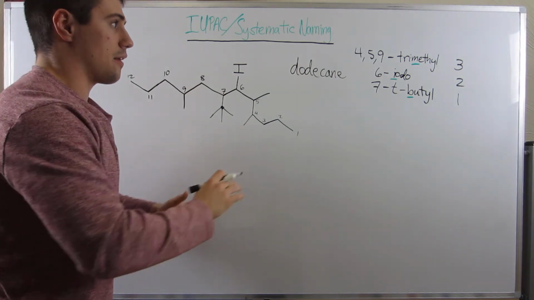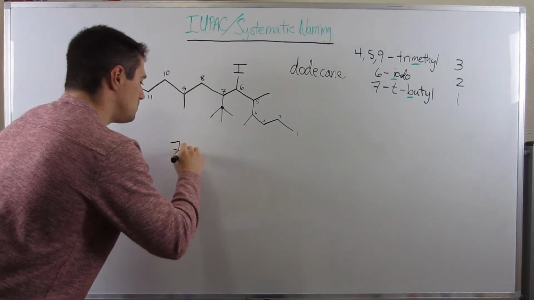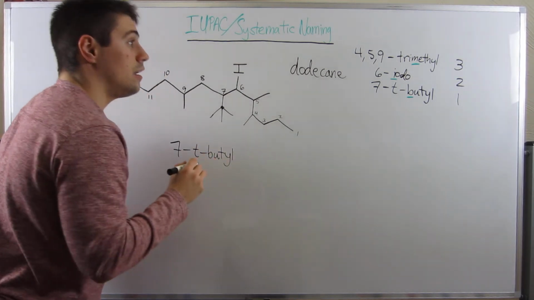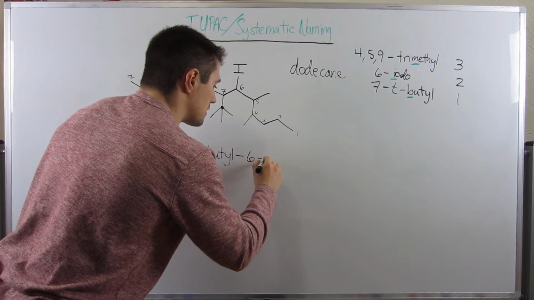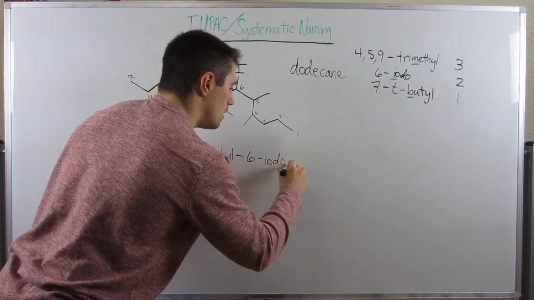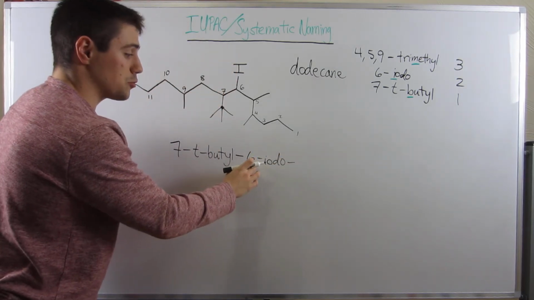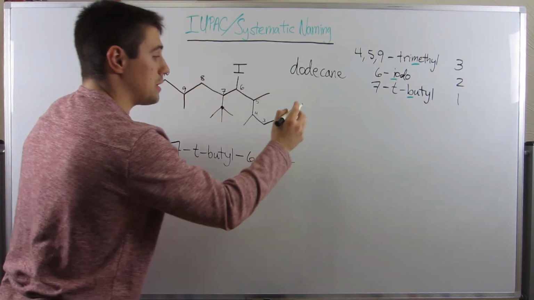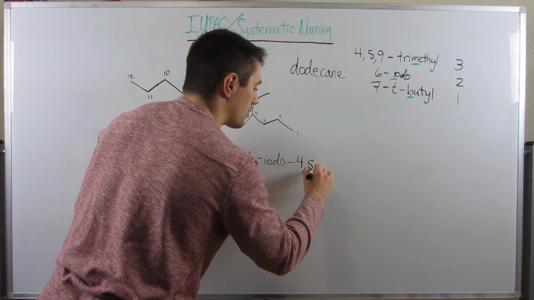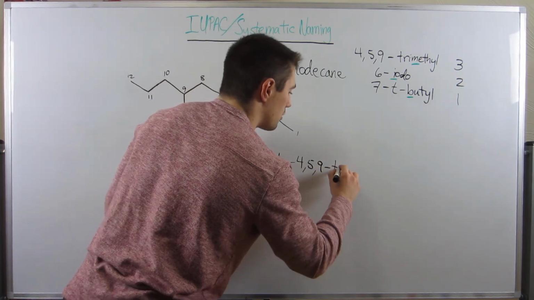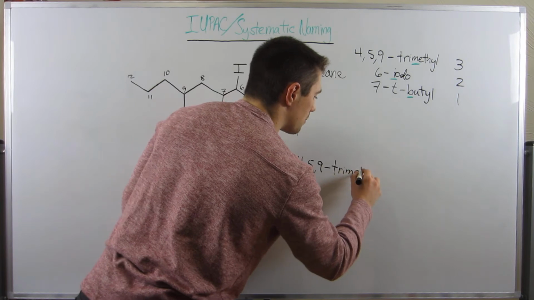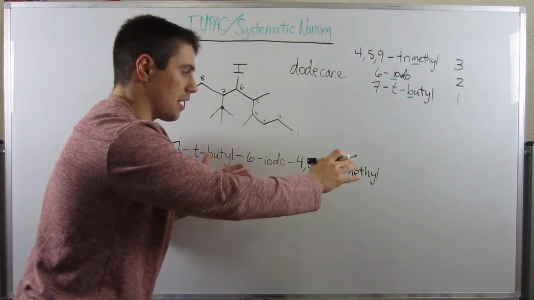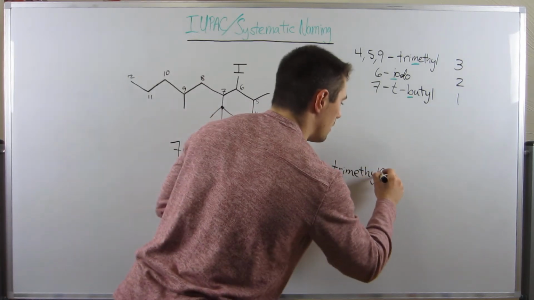All right, so let's string them together. So first, we have 7-T-butyl. Next, we have 6-iodo. Remember, a dash goes between a number and a word, or a word and a number, and commas between your numbers. So then we have 4, 5, 9, dash trimethyl. And remember, when you go from your last branch name to the parent, you just run the name together, right? So it's trimethyldodecane.